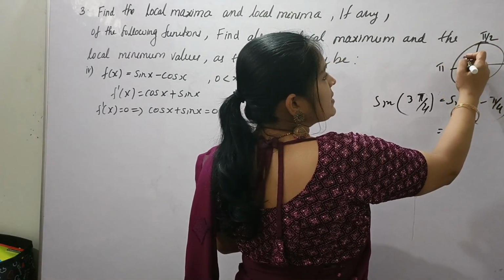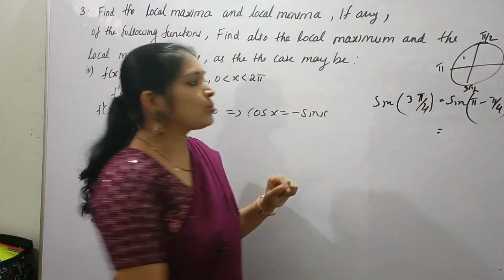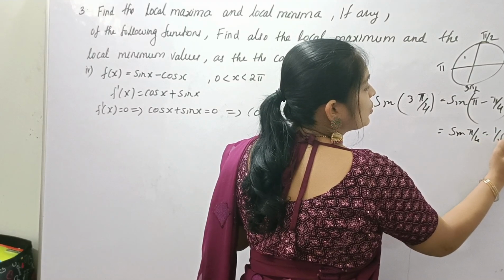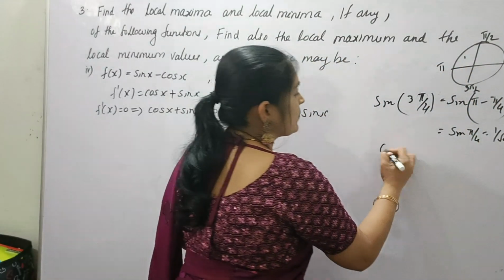See, pi minus means it lies in the second quadrant. In the second quadrant, sine is positive. Therefore it will be sin pi by 4, that is 1 by root 2. Okay. And what about cos 3 pi by 4?